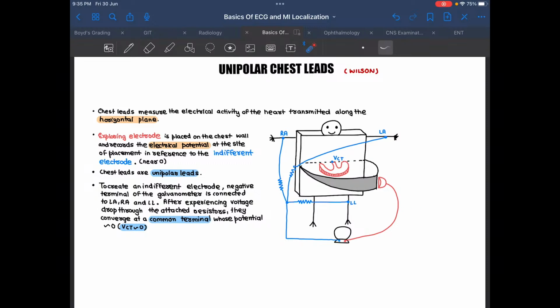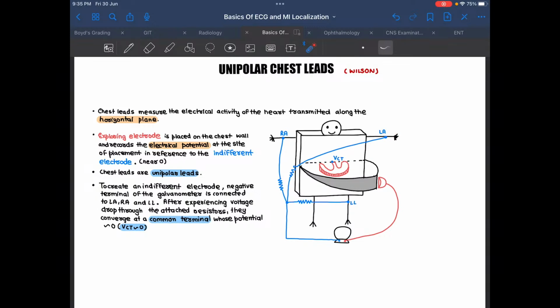So what are these chest leads going to do? It's going to take a horizontal section through the heart. It's going to slice it like this. We'll take a horizontal section through the heart, and we're going to see the different potential that is occurring through it. Okay. The catch is it's unipolar. It's going to have only one electrode, which I will call neither positive nor negative. It's going to be an exploring electrode.